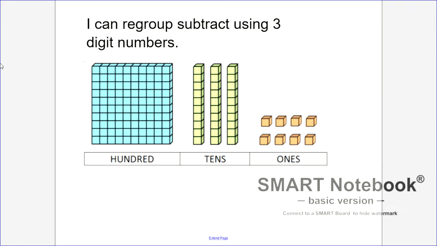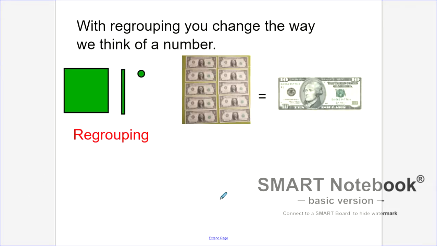Hello, 2nd grade. Today we're going to regroup using 3-digit numbers. As before, we're going to do this with subtracting, and we'll be using the place value model to show our work. When we regroup, we just simply change the way that we think of a number.